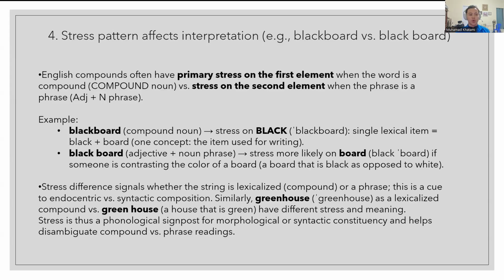Meanwhile, "black board," which is an adjective plus noun phrase, has stress more on "board," as when someone is contrasting the color of a board that is black as opposed to white or any other color. Such a difference signals whether the string is a lexicalized compound or a phrase. This is a cue to endocentric versus syntactic composition.